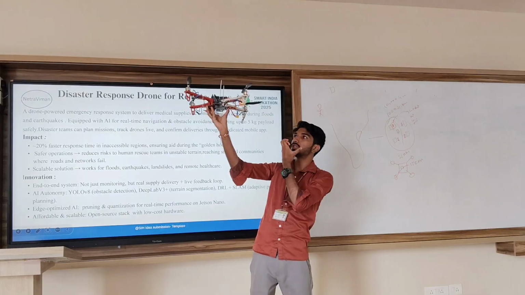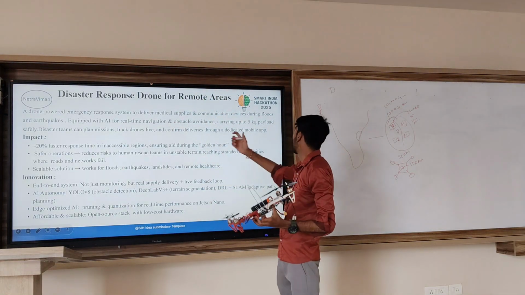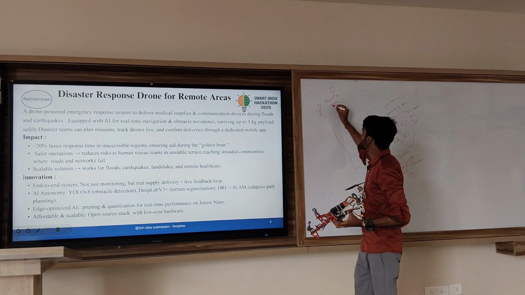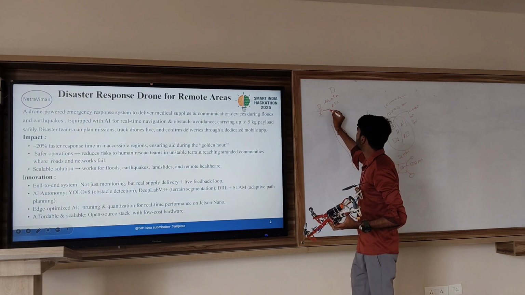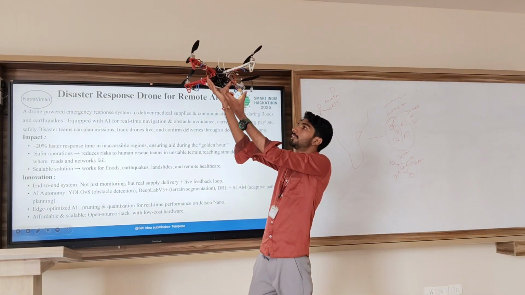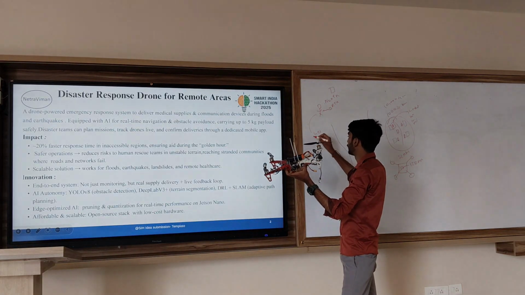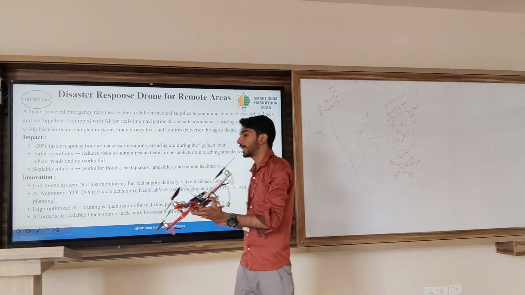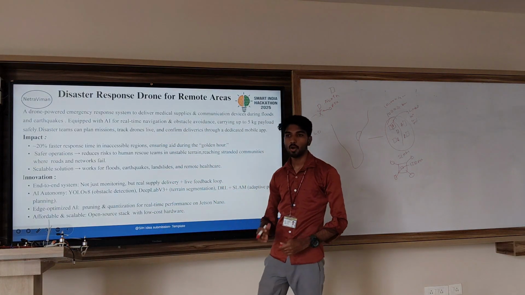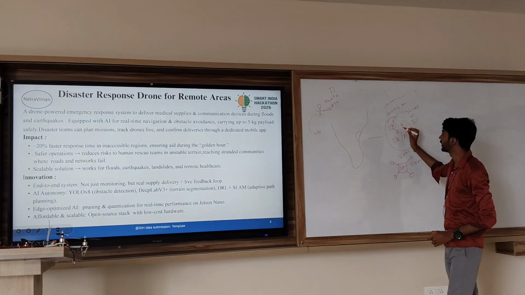It will capture it, and the onboard GPS, let's take it as the Neo M9, which is an RTK-based GPS that gives precise GPS accuracy to the drone. It can take the photo, geotag the location, give the GPS data of the person and share it with the NDMA, the National Disaster Management Authority of India. So it can go over here and save the human.